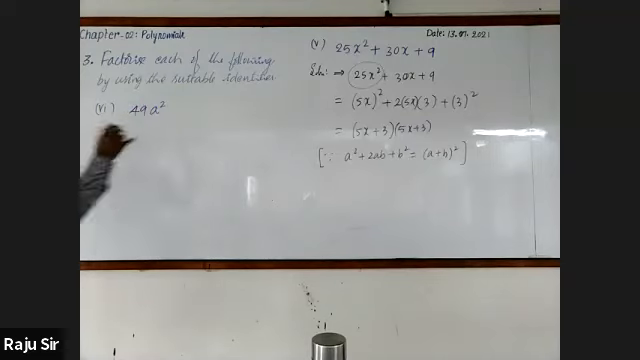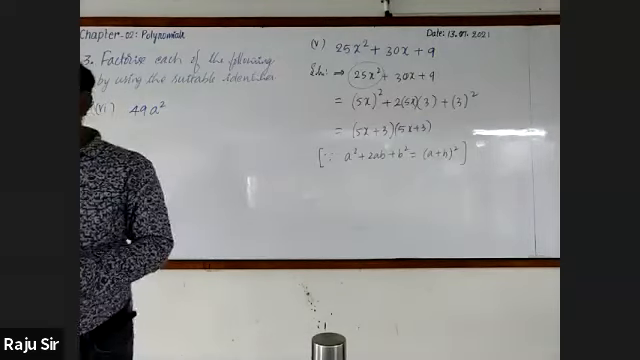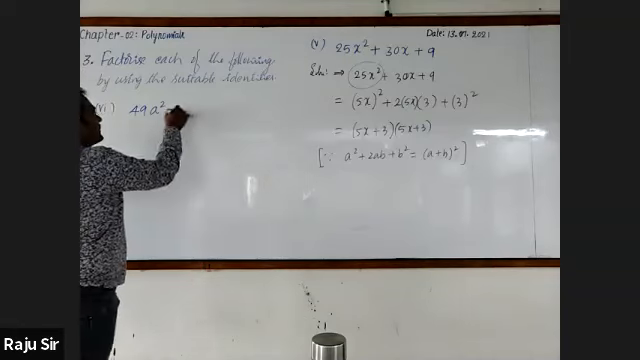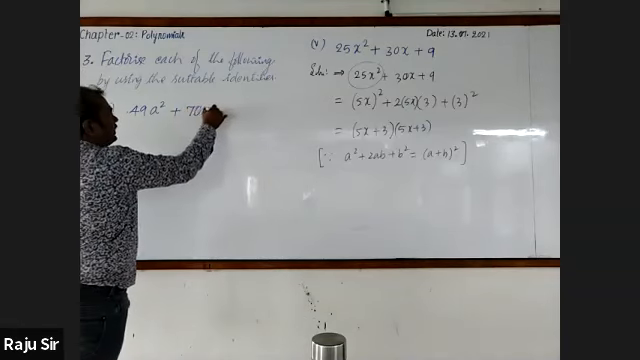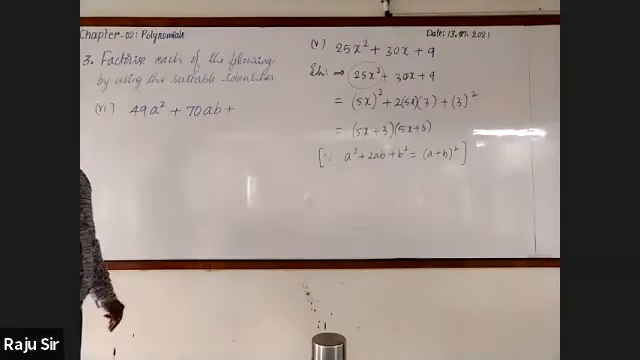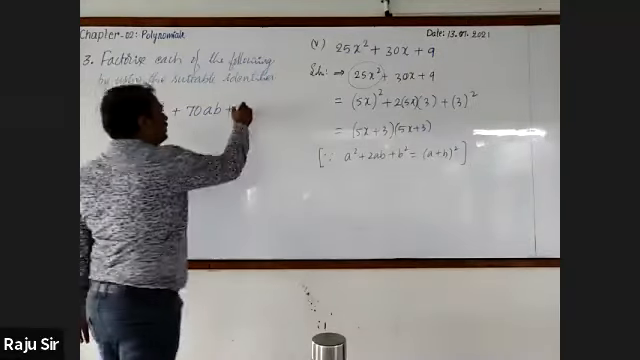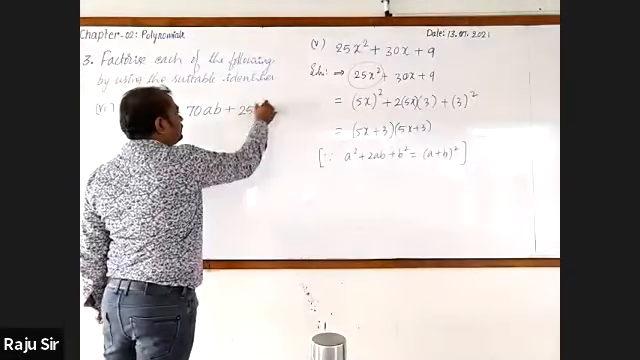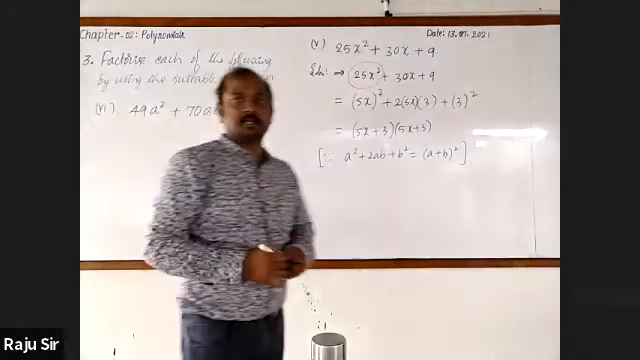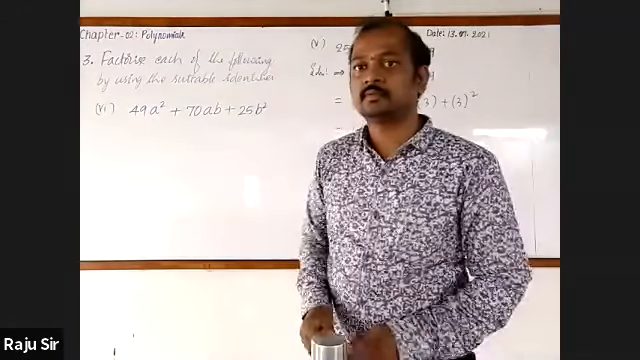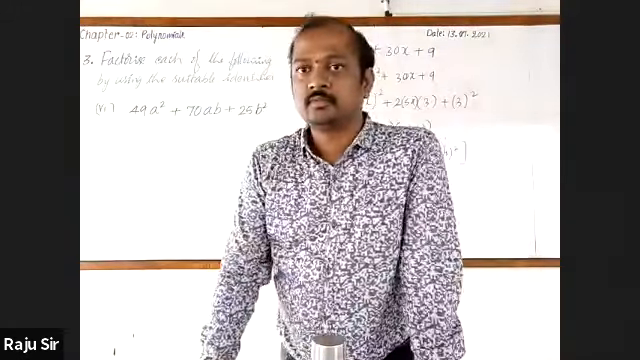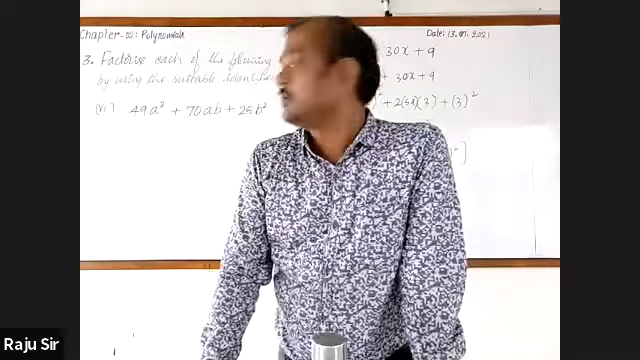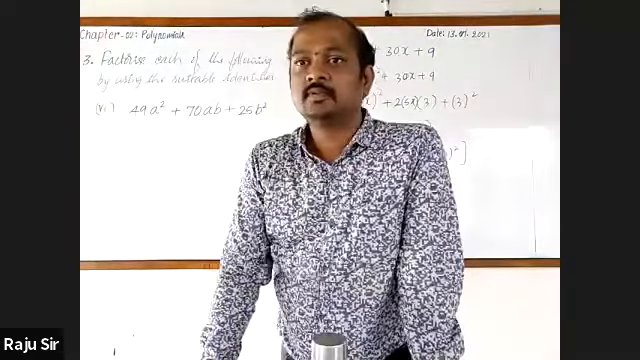49 a square, plus 70 ab, plus 25 b square. 7 a square plus 5 b square. 7a plus 5b whole square.